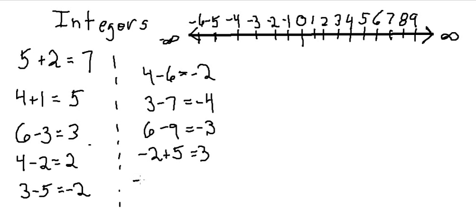What about negative 1 plus 8? So take a second. You can start at negative 1 and go 1, 2, 3, 4, 5, 6, 7, 8. Right there on 7.